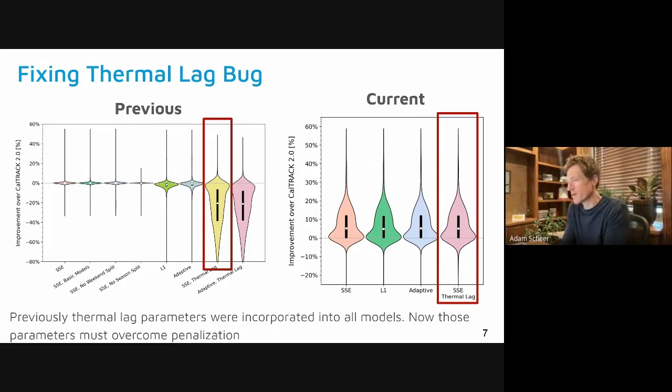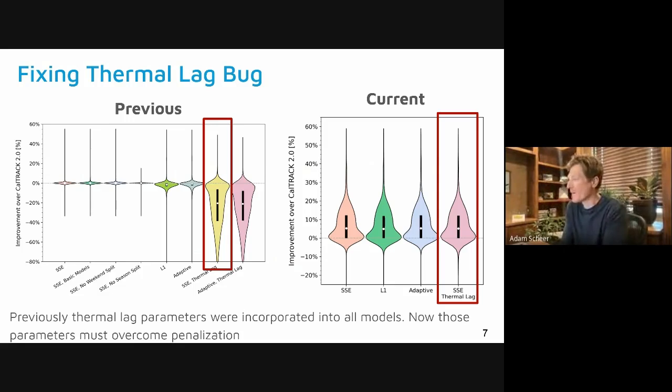Why would the inclusion of these parameters cause such a performance issue? In the end, we found out that this was a bug in our code whereby every single Caltrac 2.1 model that was being formulated was including these thermal lag parameters, when the intention is instead to make those parameters only included where the model shows that it is beneficial to include them beyond a penalization term that we're incorporating. So once we remedied that issue, we're now seeing the improvement over the Caltrac 2.0 model when thermal lag is included, and you can see this on the right-hand graph now, makes a lot more sense.